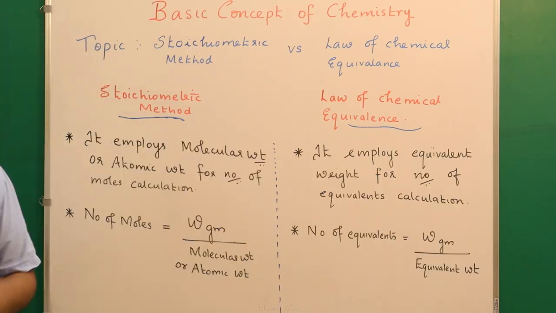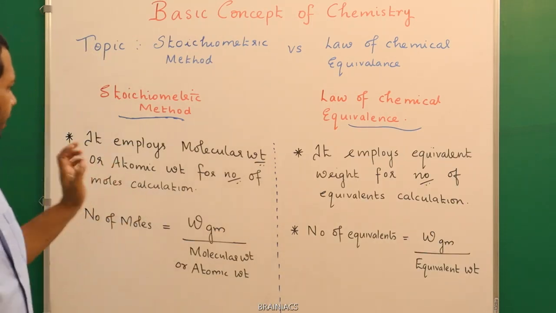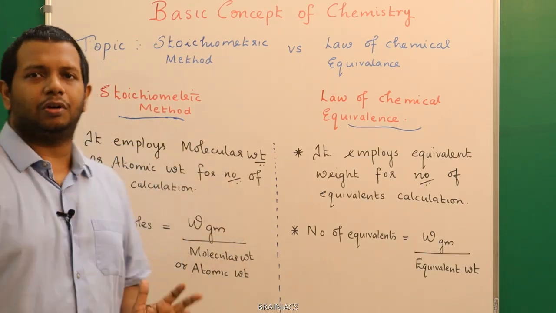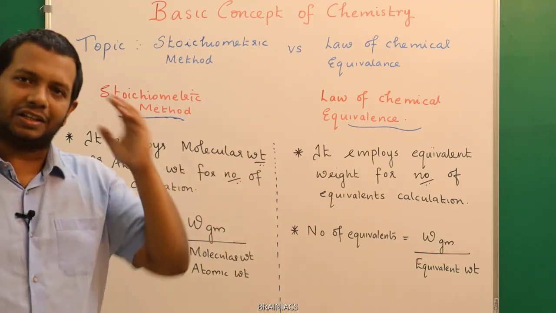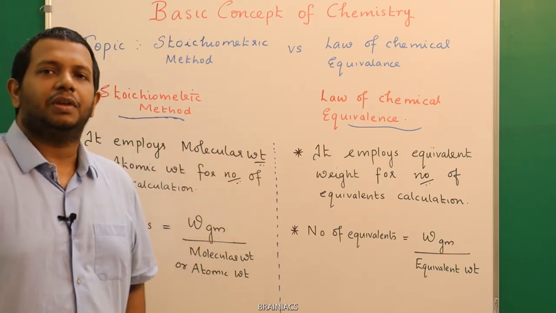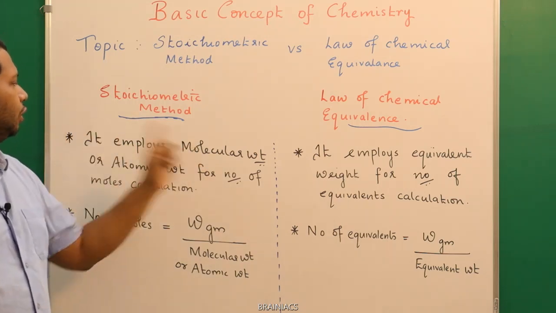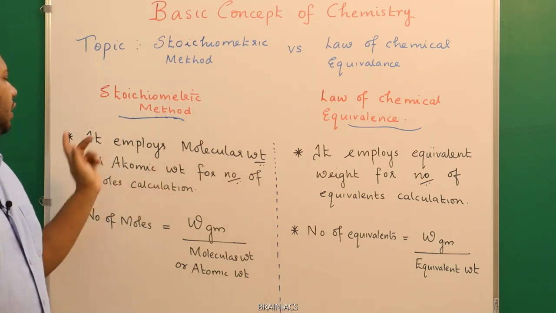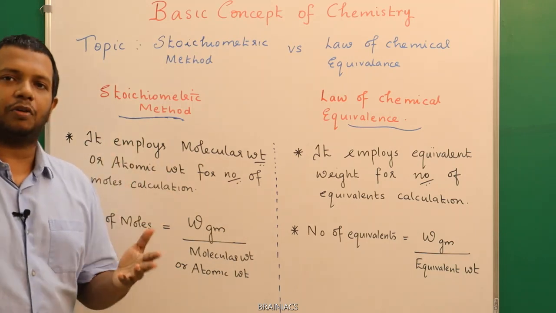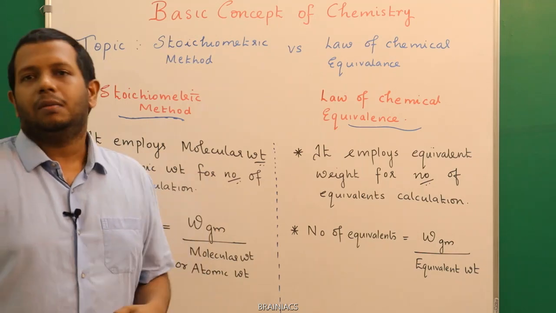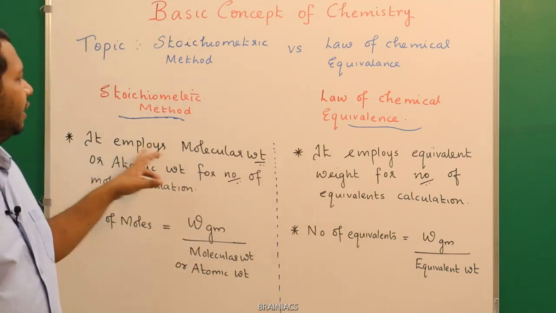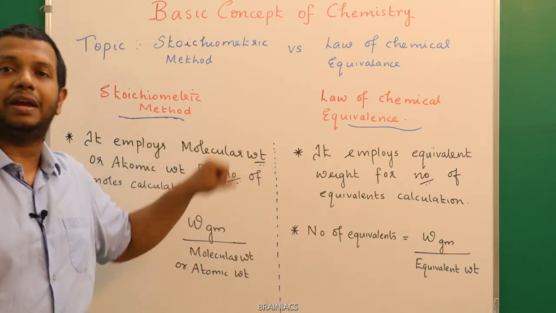Yes, students, so here I am giving 2 more differences that we have already told, but you can note it down as a difference so that it will register in your mind. So 2 more differences: first, in the stoichiometric method, it employs molecular weight or atomic weight for the number of moles calculation, correct? Number of moles is equal to weight in gram by molecular weight or atomic weight. So we can say it employs molecular weight as the main concept.